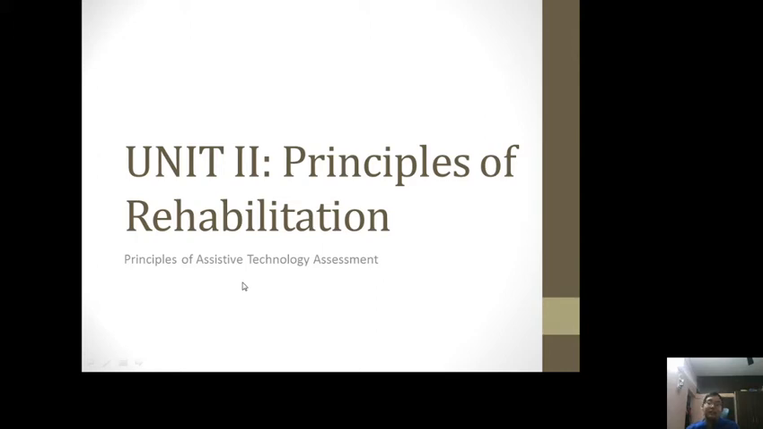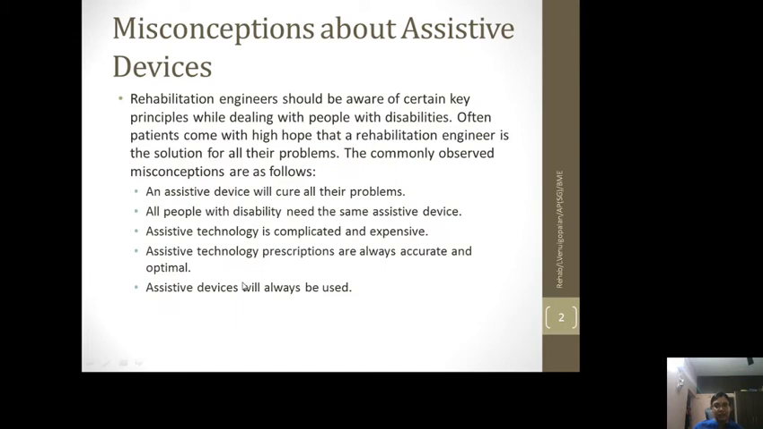So we have been discussing the second unit, which is the principles of rehabilitation. Before discussing the principles of assistive technology assessment, let us quickly discuss the common misconceptions about assistive devices. As a rehabilitation engineer, you should be aware of certain key principles while dealing with people with disability.